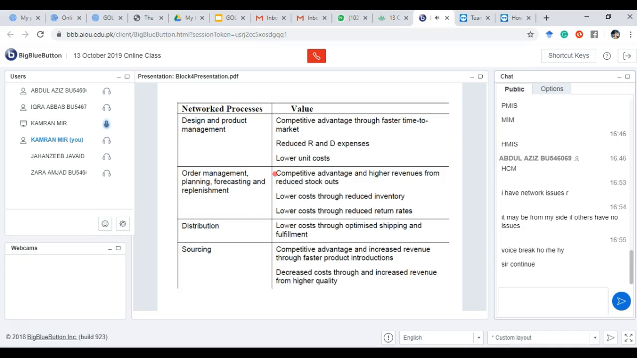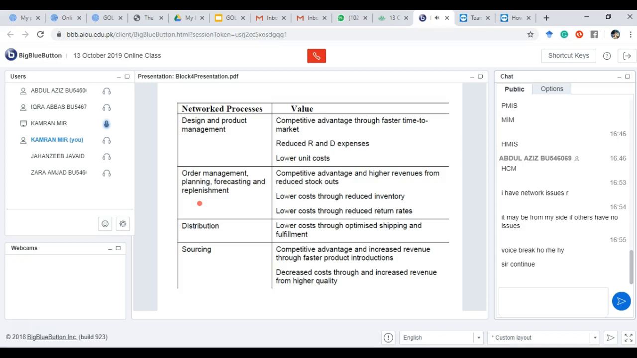And then order management, planning, forecasting, and replenishment. It says competitive advantage and higher revenues from reduced stock outs, lower costs through reduced inventory, low turn rates. So what happens is basically your order management is more like you're ordering it, and the reason it's saying lower inventory cost is because you don't retain the stock with you all the time. You're ordering in when it has to go out, and that helps in increasing the revenues from reduced stock outs, which means obviously you're not going to be retaining a lot of stock with you all the time through effective order management and forecasting.